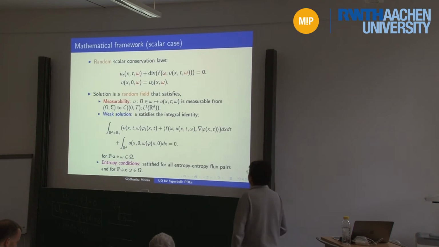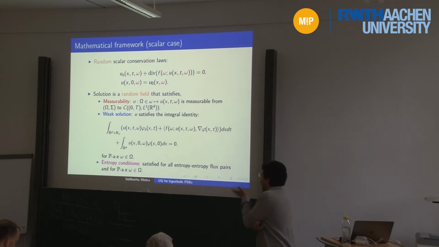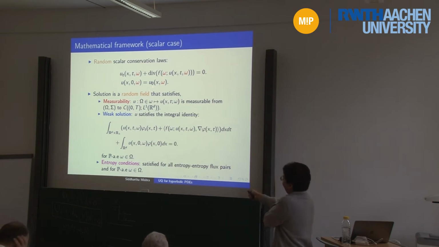Now this is a sort of dense slide, but I'll try to give you the main message here. Once you say that your initial data is a random field, remember what this random field is: each time you make a draw, you get a function. Then your solution itself is going to be a random field. The flux is also a random field here.